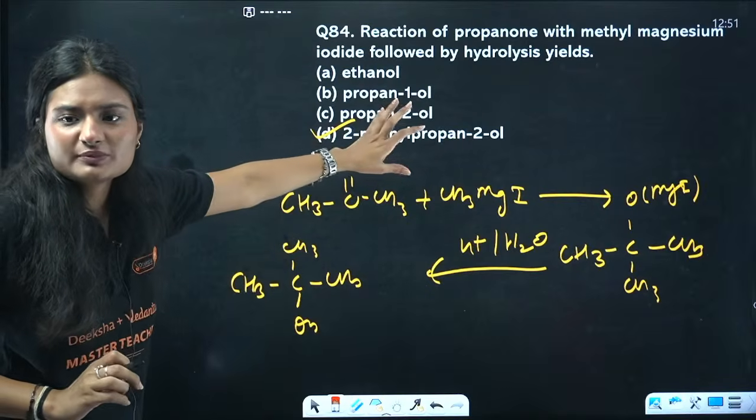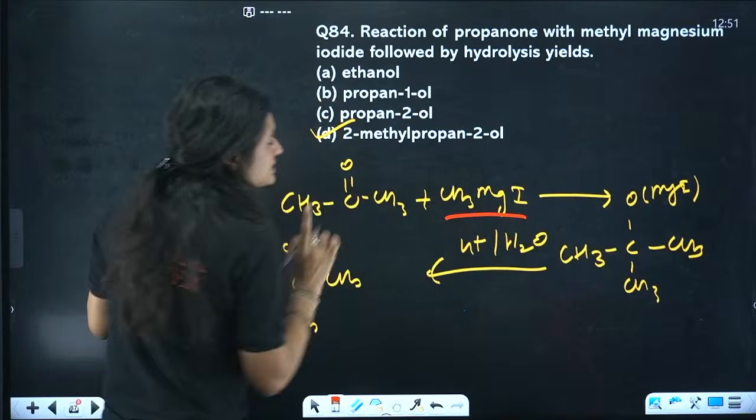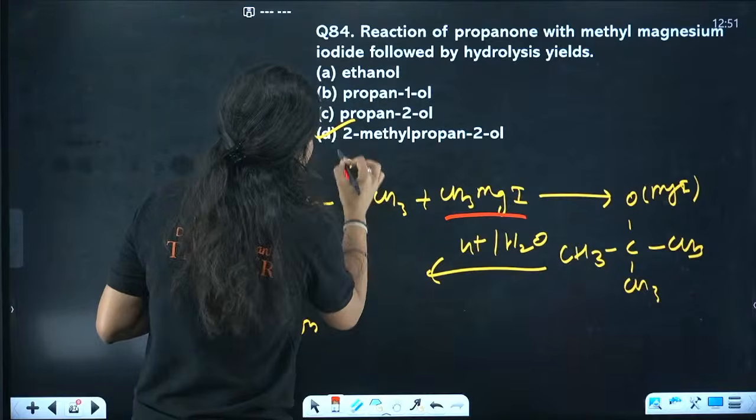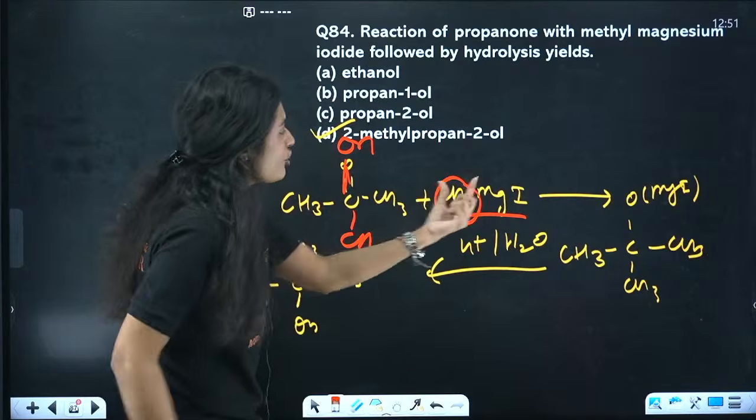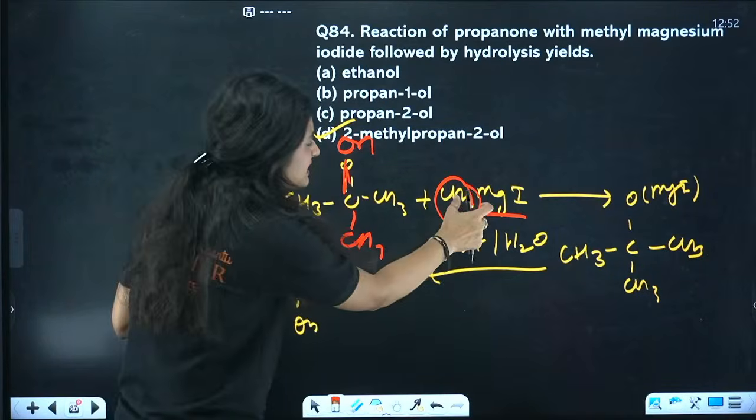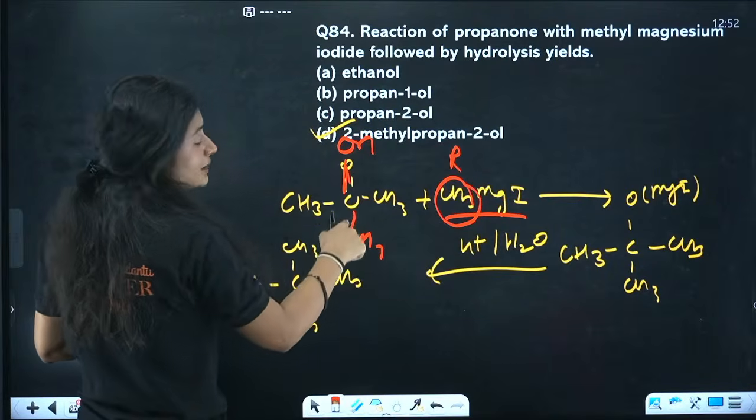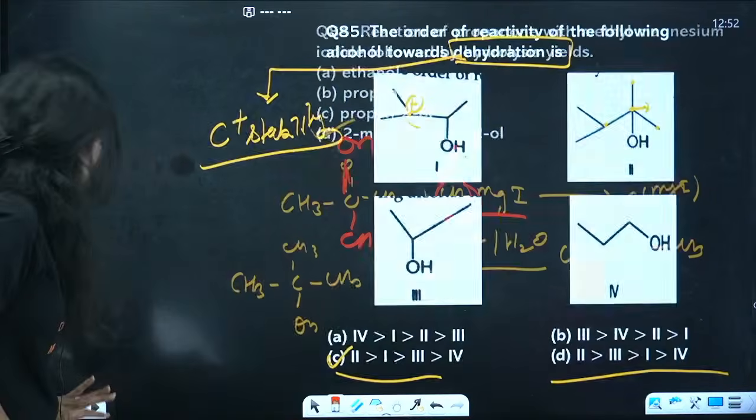Reaction of the propanone with methyl magnesium bromide, this is a Grignard reagent. Whenever a Grignard reagent reacts with any carbonyl compound, form an OH on one side, this oxygen will convert into OH, and whatever alkyl group is there, just attach it to the carbonyl carbon. That is your answer.